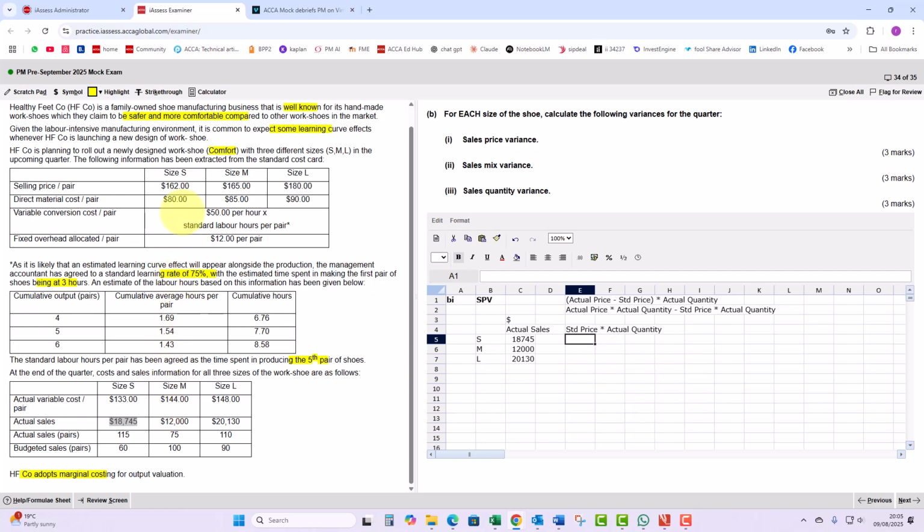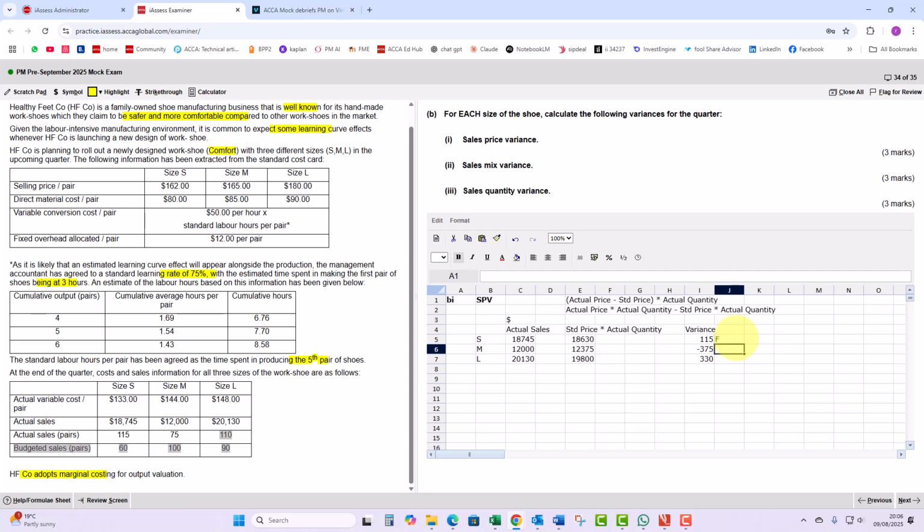So for small, the standard price is 162 and the actual quantity is 115. For medium, it's 165 multiplied by the 75. And then for large, it's 180 multiplied by 110. So we've calculated our 3 variances. Some people try to remember which one's favourable, which one's adverse. I always like to work it out. If what happens actually is greater than standard, and we're talking about sell-in, that will increase our bottom line. So that top one is a favourable.